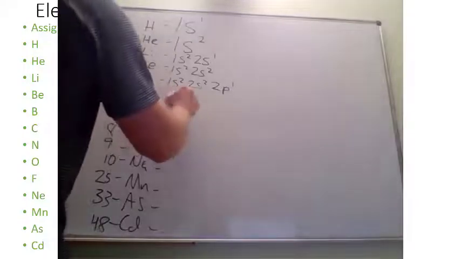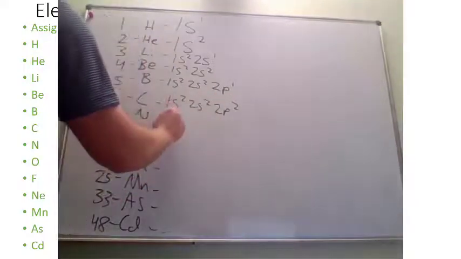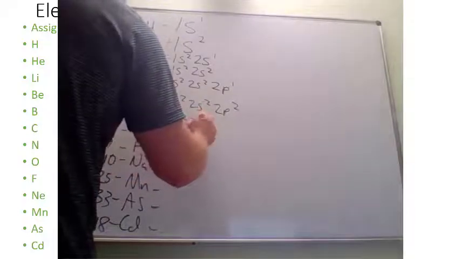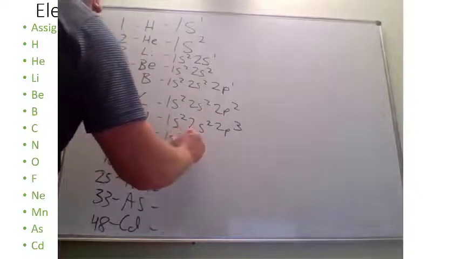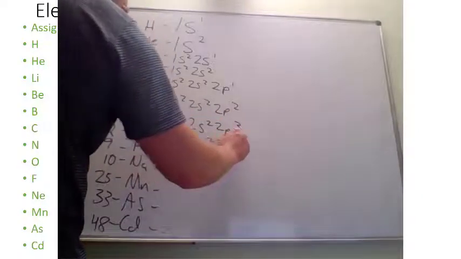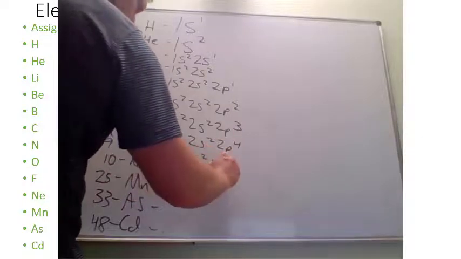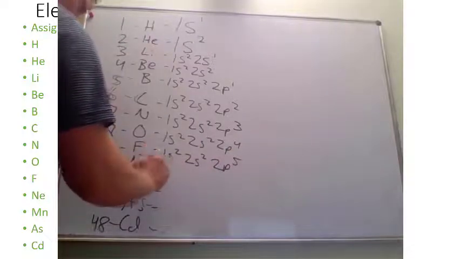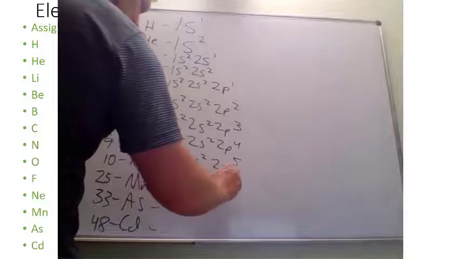Carbon, 1s2, 2s2, 2p2. Hopefully you can see the trend here. For nitrogen, we have 1s2, 2s2, 2p3. Oxygen, 1s2, 2s2, 2p4. Fluorine, 1s2, 2s2, 2p5. And for neon, we have 1s2, 2s2, 2p6.